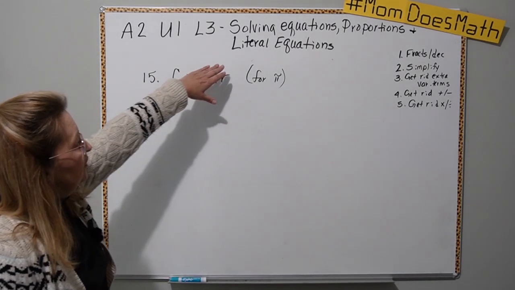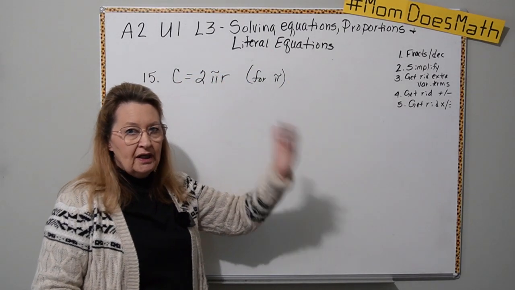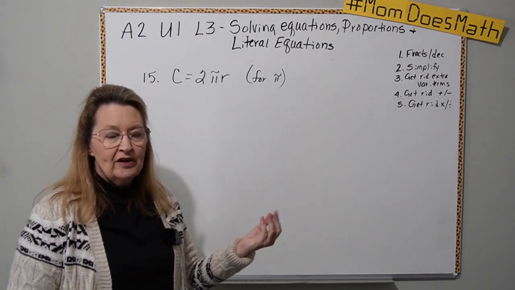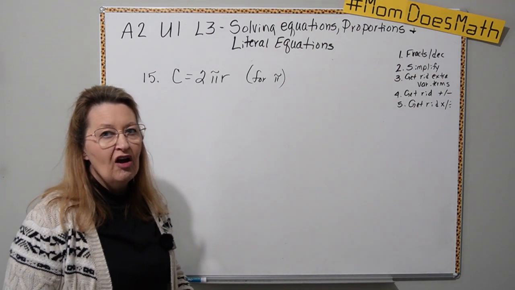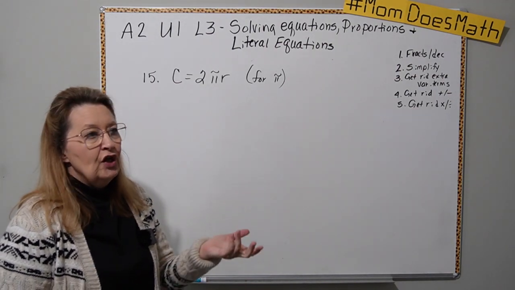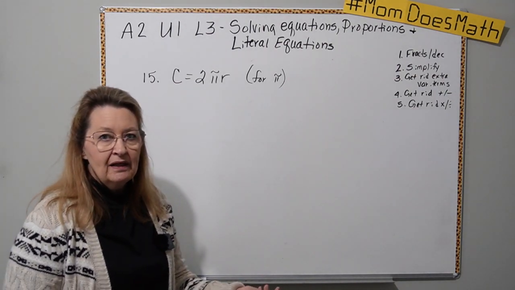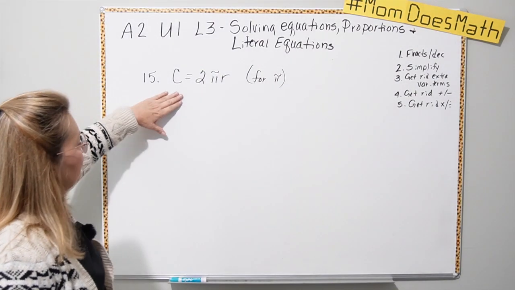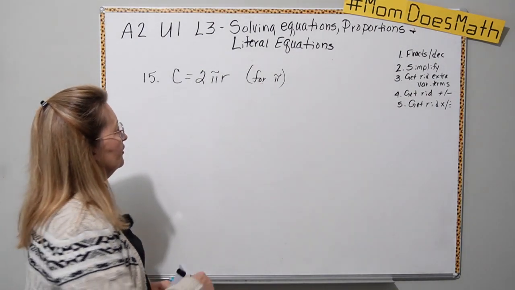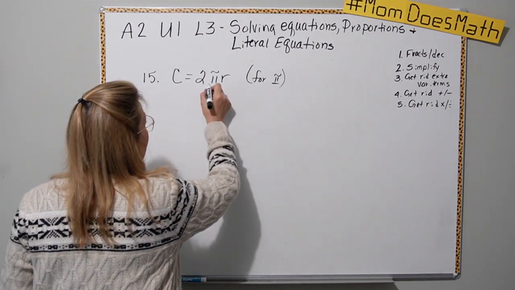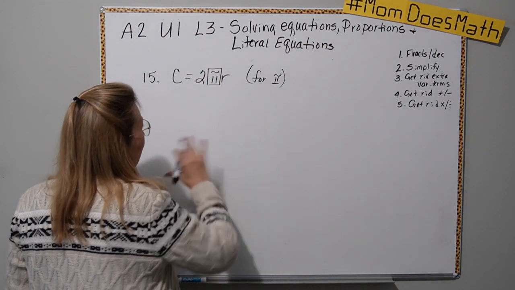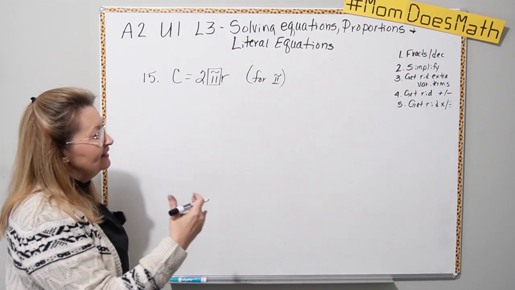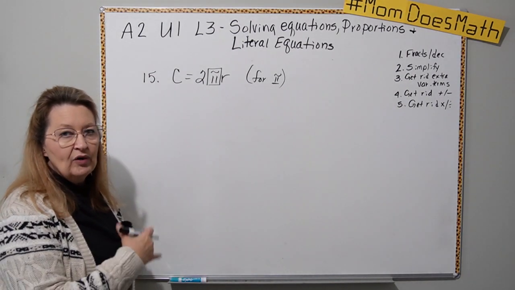Okay, the next section that we're going to look at is called literal equations. What that means is you're going to solve the equation for a certain letter, but you're not going to be getting an answer. You are just manipulating and reformatting the equation. So for example, number 15, we want to solve this one for pi. That means I want to get the pi all by itself. So in this equation, pi is actually my variable. I want it all alone.